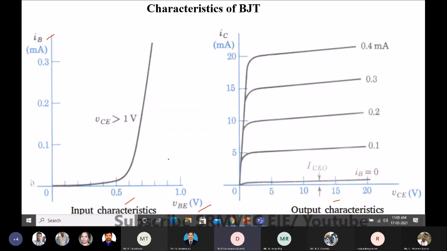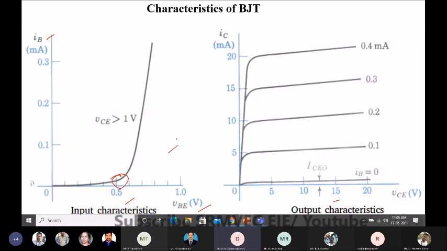So base-emitter means what? If you take an NPN transistor, the base is P type and the emitter is N type, which normally forms a PN diode. So after the cut-in voltage, your current starts increasing. It allows the movement of charge carriers. So that is the characteristic.